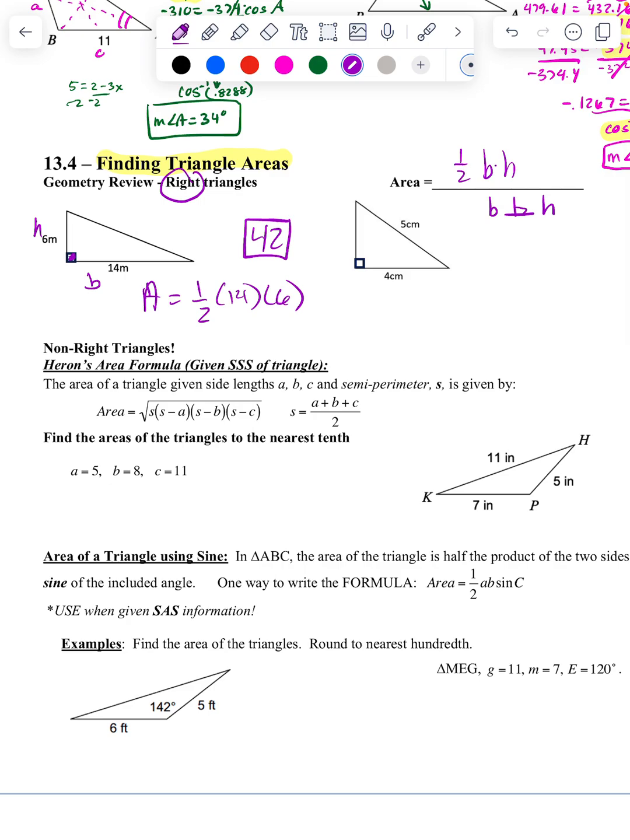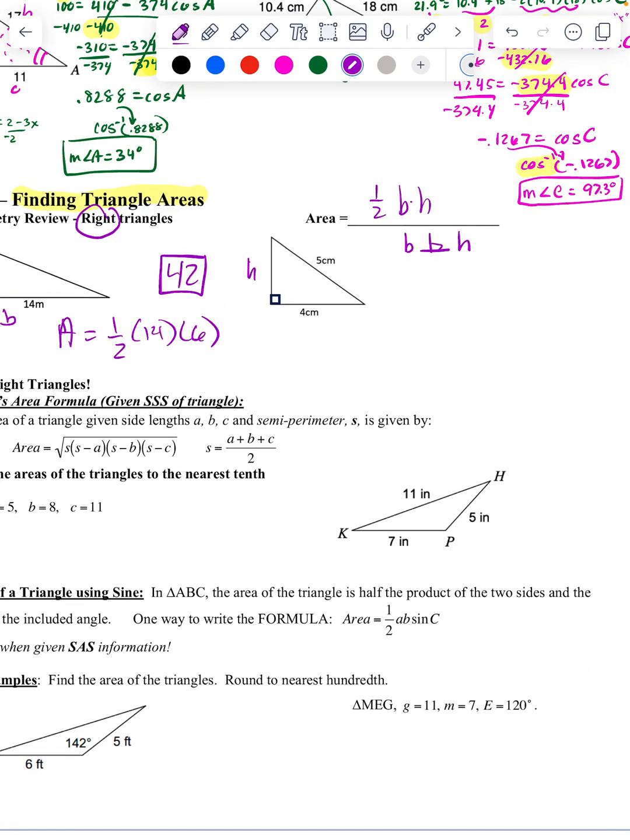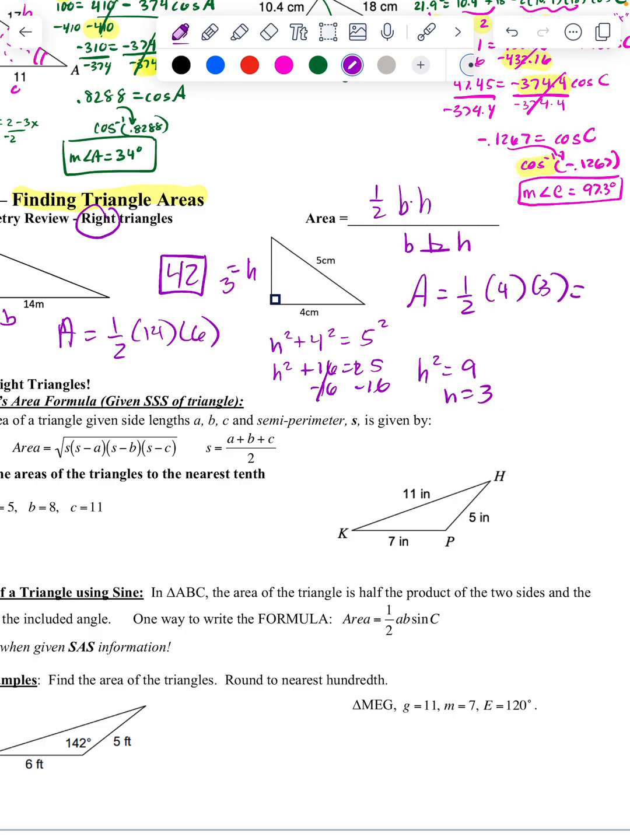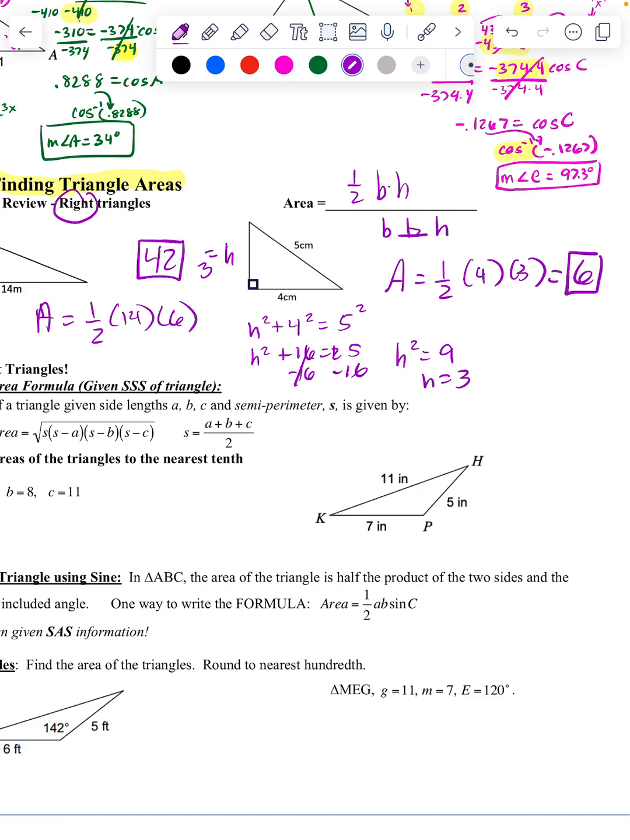Now in the second one, I do not know the height, so I have to find it. We're going to use the Pythagorean theorem: the height squared plus 4 squared equals 5 squared. This turns into height squared plus 16 equals 25. Some of you might just know that this is a 3 because of 3, 4, 5 triangles, but that side turns into a 3. And so I end up with the area equaling 1/2 the base times the height, which turns into an area of 6.